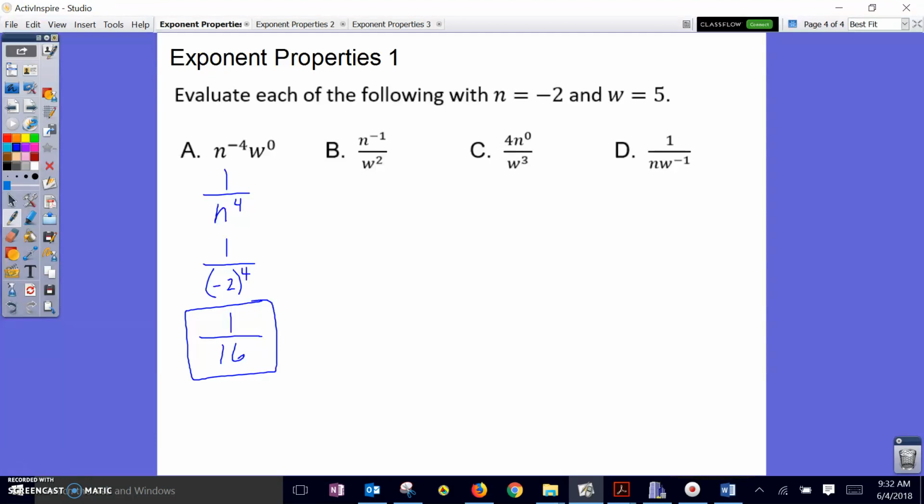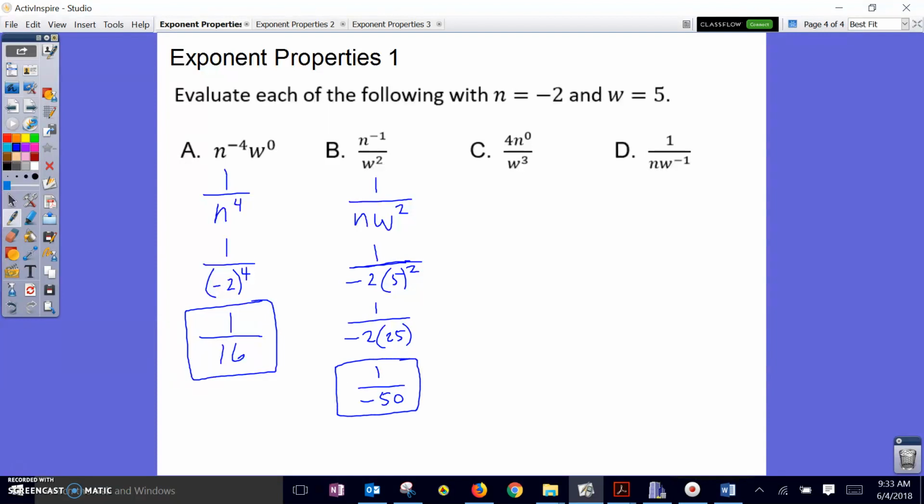Part B, the only way I can simplify this is by moving the negative power into the denominator. When we do that, we end up leaving a 1 behind in our numerator. So I've got 1 over nw squared. That's 1 over negative 2 times 5 squared. Following our order of operations, we do the exponents first. 5 squared becomes 25. And then I take negative 2 times 25. And this simplifies to 1 over negative 50.